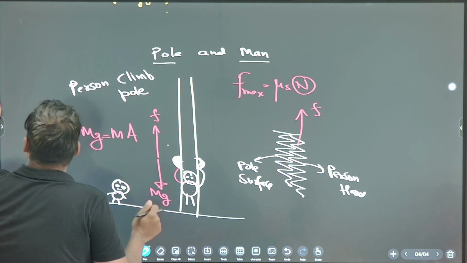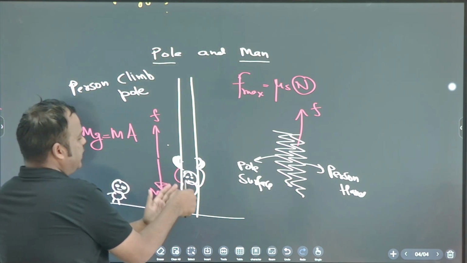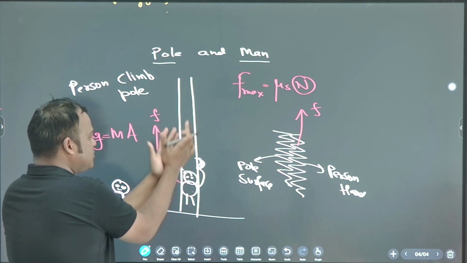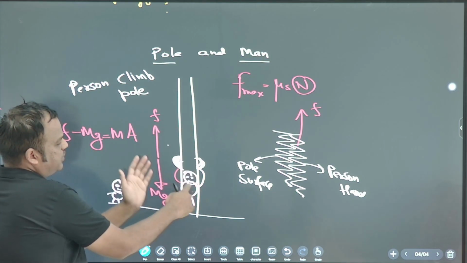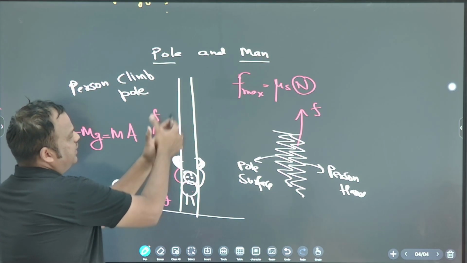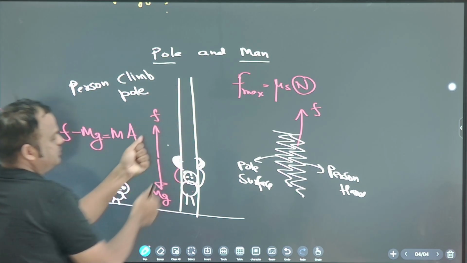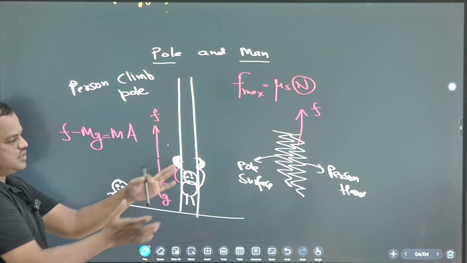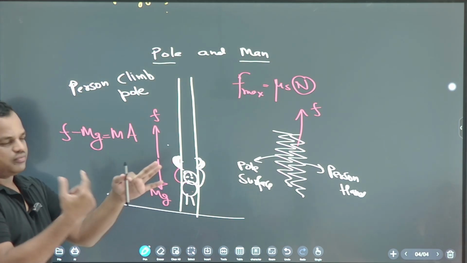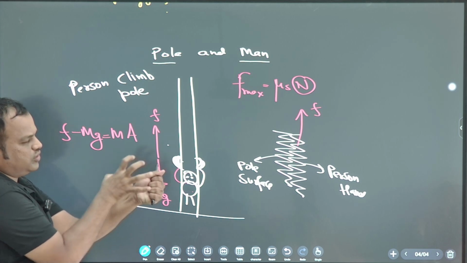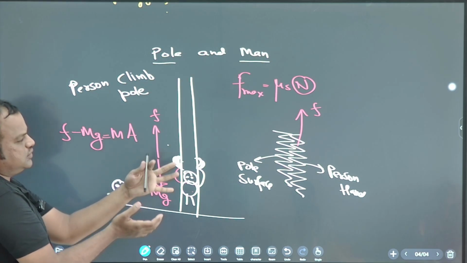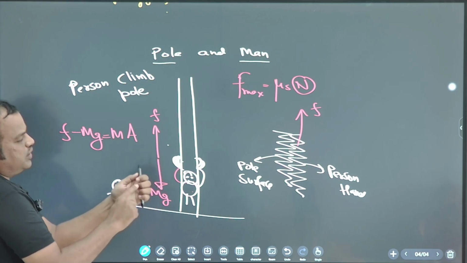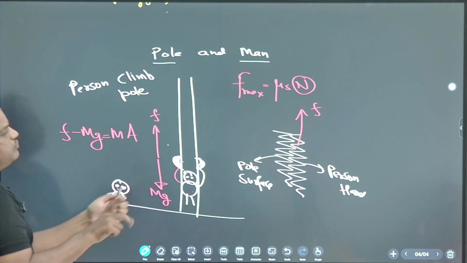More tightly like this. Okay. A light person holds it softly, but a heavy person will hold the pole more tightly. Understood? So like this, suppose I am holding lightly, softly. But now I am holding more tightly. Are you getting it? The more tightly you hold, the more the normal will be.